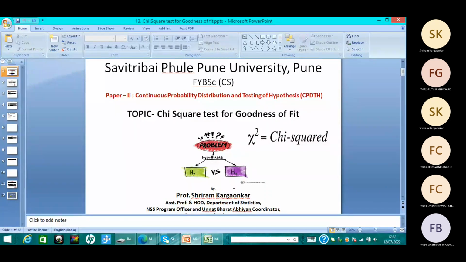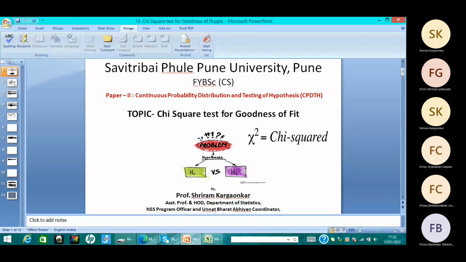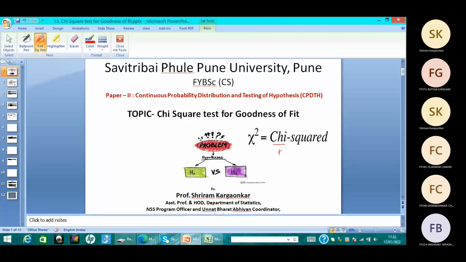Then today in this lecture, we are going to discuss a very important distribution and the test based on it. That is the chi-square distribution. So it is written like this. The spelling is C-H-I, but it is pronounced as chi-squared. Okay, so let's move further.